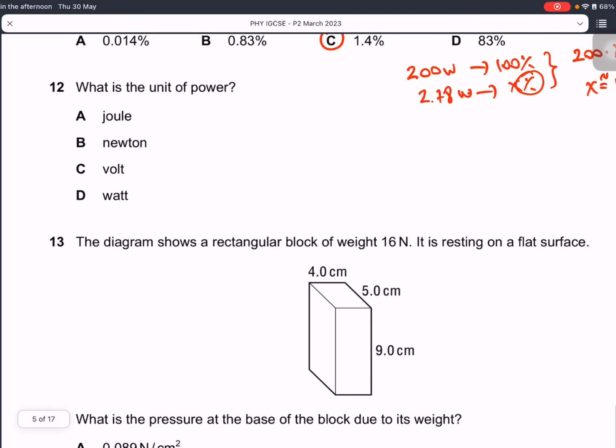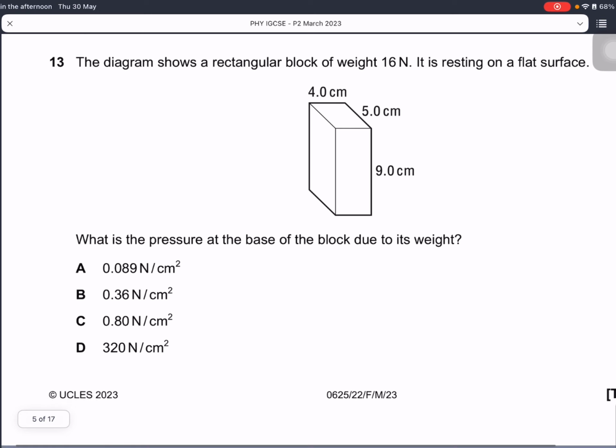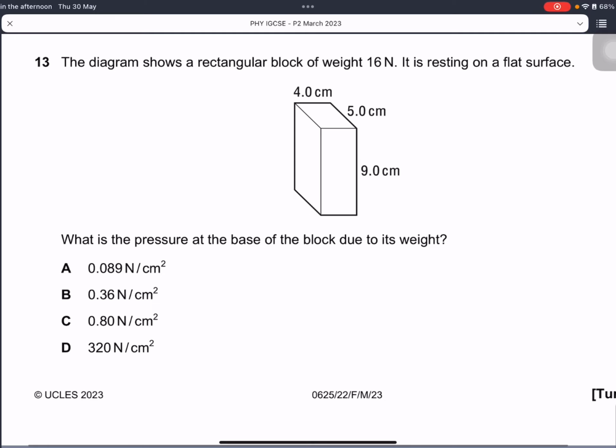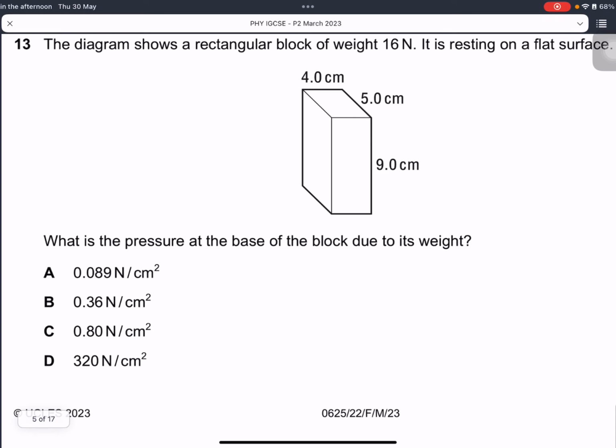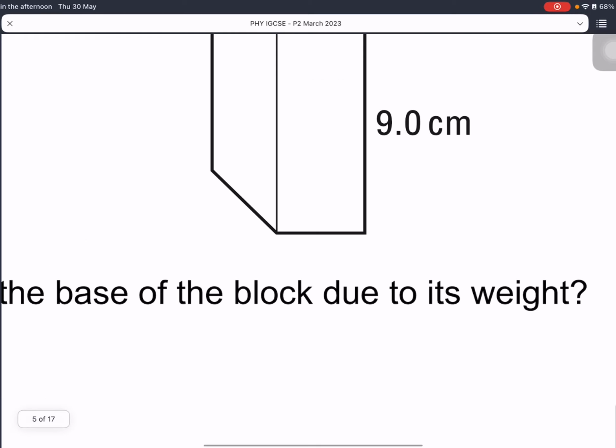12, what is the unit of power? Definitely. Okay. The diagram shows a rectangular block of weight 16 Newton resting on the flat surface. So it's resting in this position, shown on this picture. What is the pressure at the base of the block?